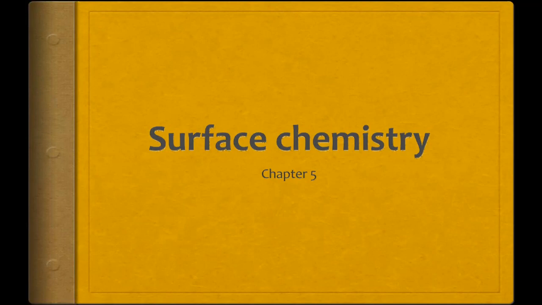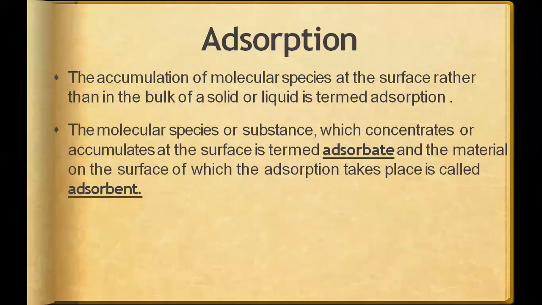So these are some questions which arise in the minds of people: why does this happen? What happens when you put a cloth in a water bucket? It absorbs the water. So what is that phenomenon? The chemical reactions that occur at the surface, that is surface chemistry. And the basic phenomenon is absorption. So in this chapter, we will learn two types of phenomena, absorption and adsorption.